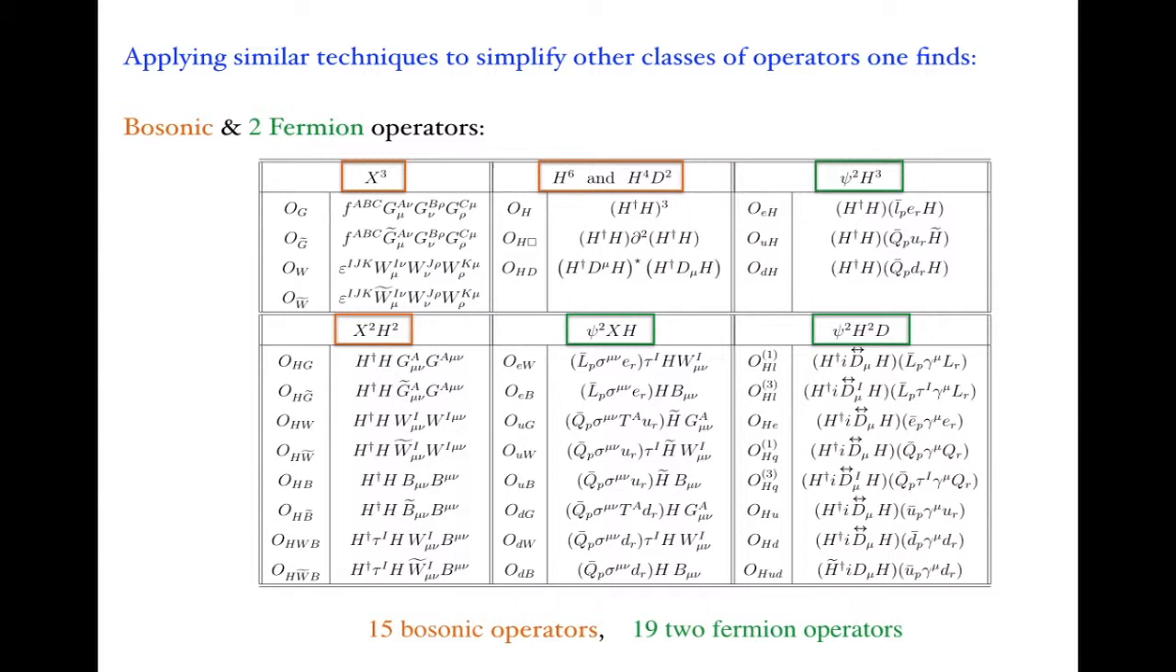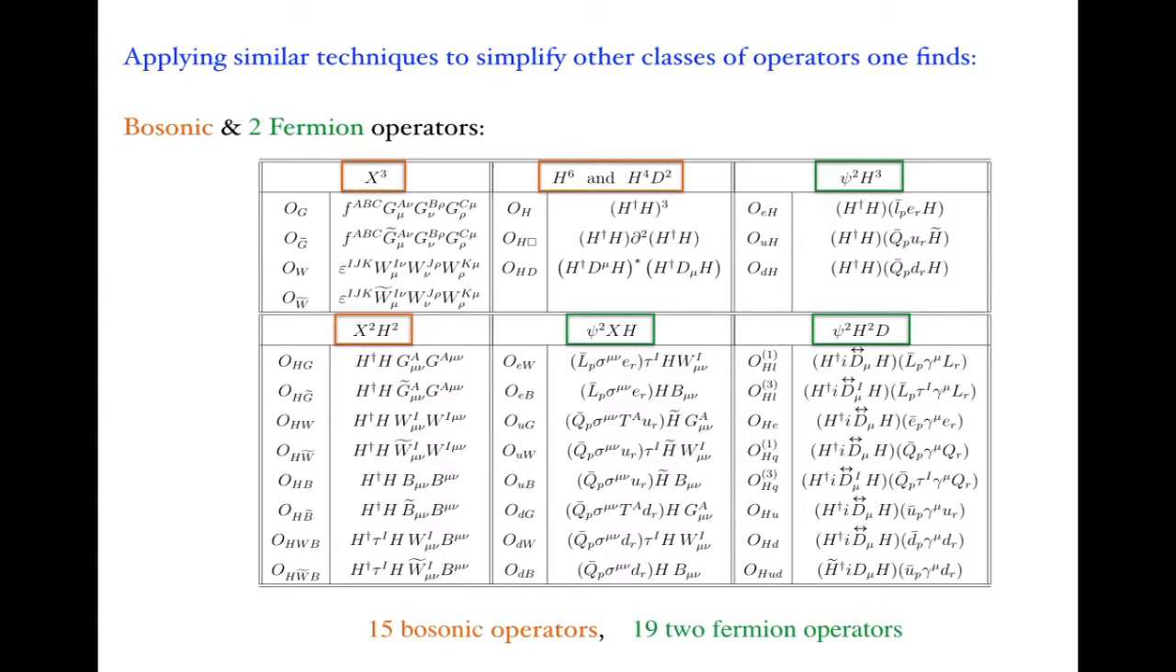And so that basically gives you an idea of the kind of techniques that we would use to reduce all of the operators. And we would apply similar techniques to all the different classes, and that would allow us to count how many operators we have. And that gives the results that I show in the table here.